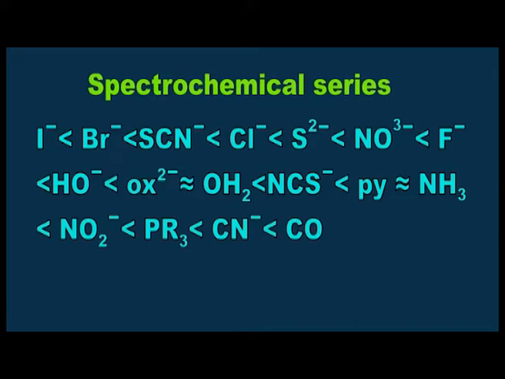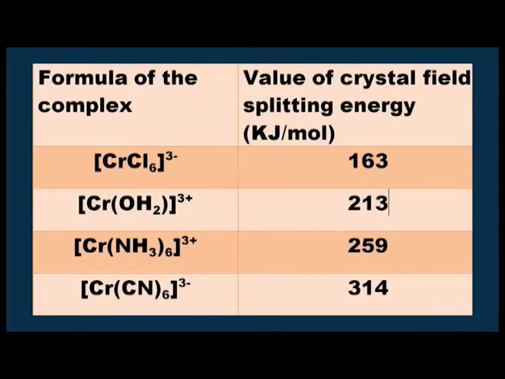While the ligands that produce enough energy to overcome the pairing energy, like PR3, CN-, NO+, CO, etc., are called strong ligands. The value of crystal field splitting obtained from absorption spectra for some of the ligands with Cr3+ ion in octahedral geometry is shown here on your screen. From data like this, you can conclude that Cl- is a weak ligand, H2O is moderately weak, ammonia is moderately strong, and CN- ion is a strong ligand.